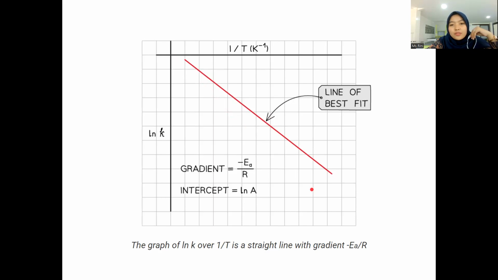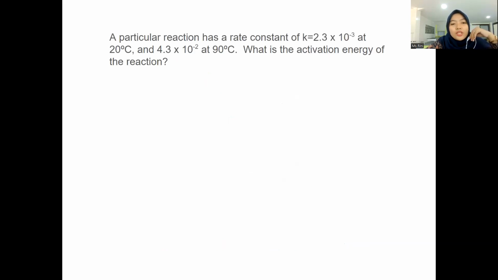Okay, it's time to practice. This is a question. A particular reaction has a rate constant of k equals 2.3 times 10 to the power of minus 3 at 20 degrees Celsius and 4.3 times 10 to the power of minus 2 at 90 degrees Celsius. The question is, what is the activation energy of the reaction? How to solve this question, everyone? Do you know?